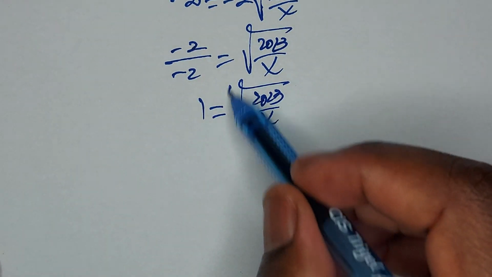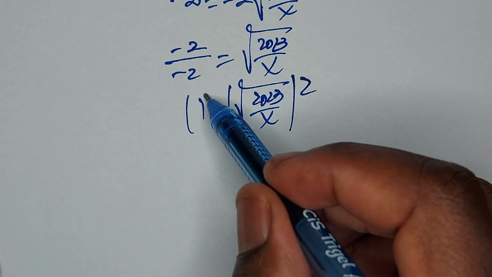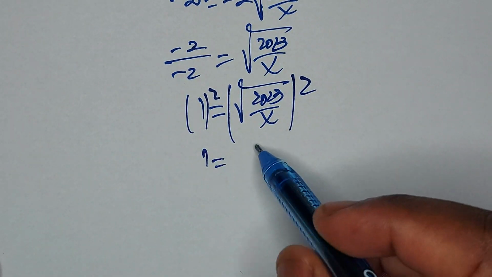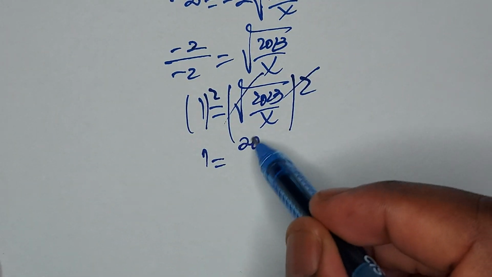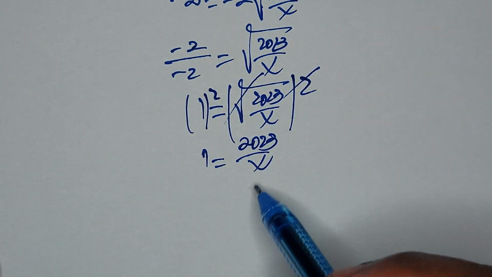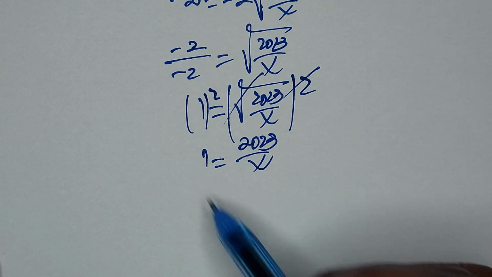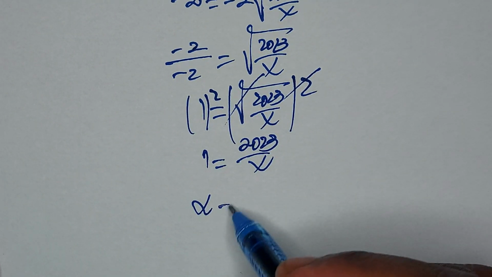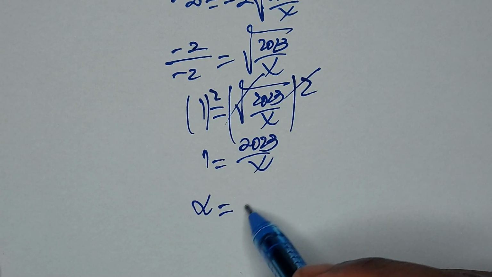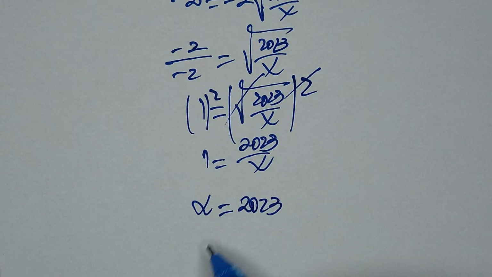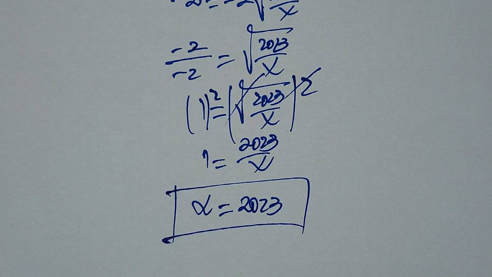So now squaring both sides of the equation, we get 1 equals 23 over x. So now x times 1 will be x, and x will be equal to 23. Okay, guys, so this is our answer for our equation.